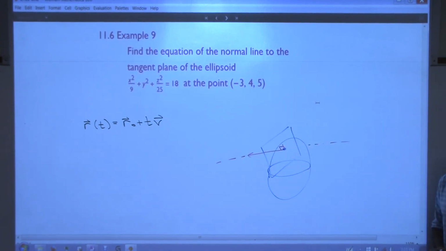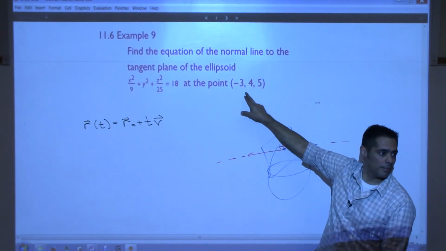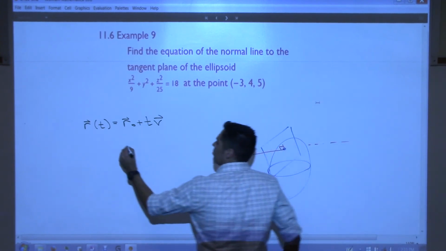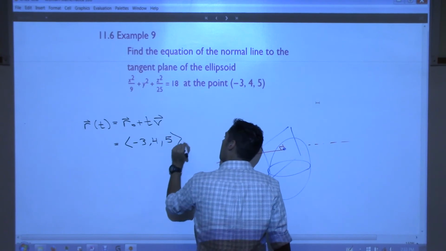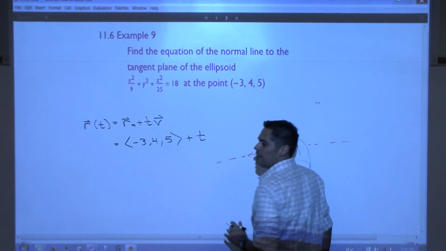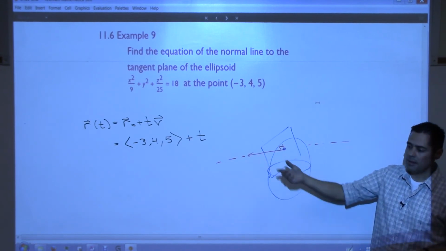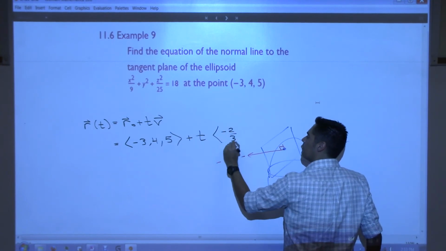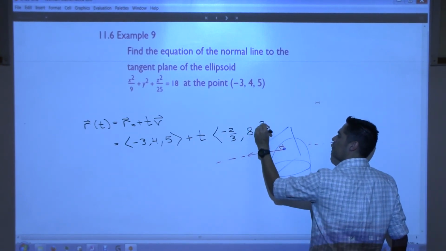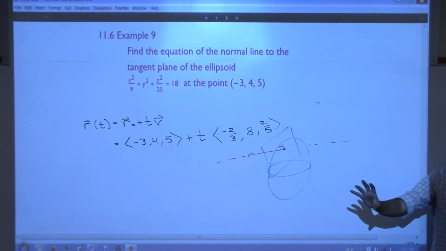r naught is a vector that you create from any point on the line, which we want the normal line to go through that point. So that's going to be <-3, 4, 5>, plus t times v, where v is the direction of the line, which we said is basically parallel to the normal of the plane. I forgot what the normal of the plane was. Negative 2/3, 2/3, 8, 2/5. That's just the a, b, and c from the equation of the plane.